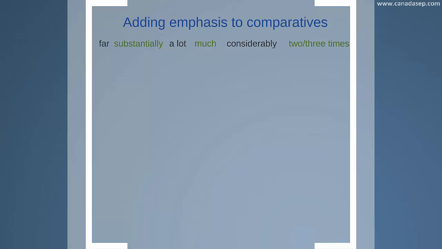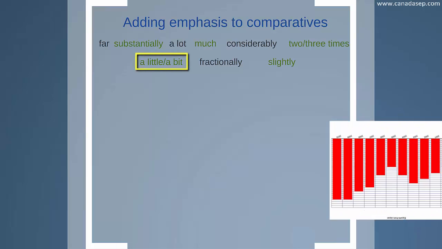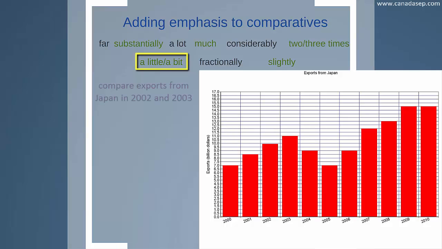Next, we have modifiers that show a small difference between the 2 items compared. In such cases, we can use a little or a bit, fractionally, and slightly. I'm sure you know that you should make sentences now. In the following graph, please compare exports from Japan in 2002 and 2003. Pause the video, please. In 2003, exports from Japan were a little more than in the year 2002.